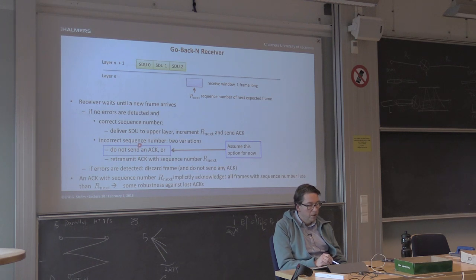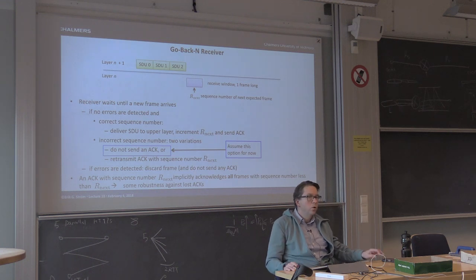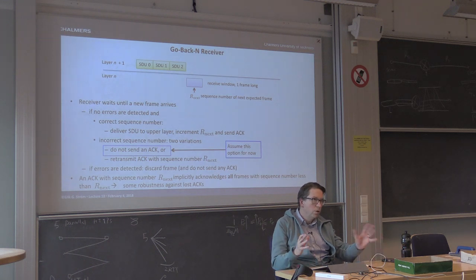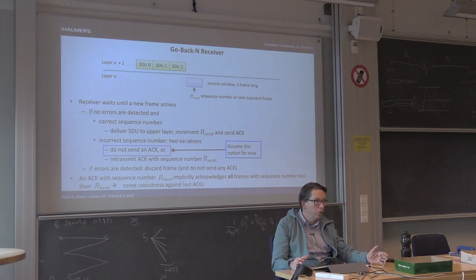If there is an incorrect sequence number, we can do two things. There are two variations of this protocol. Actually, I should say this also: there are many variations to these protocols, so one has to be a little bit careful when reading in different books. Go Back N is different. Stop and wait is basically the same in every book, because it's so simple. But Go Back N could be a little bit different from book to book.